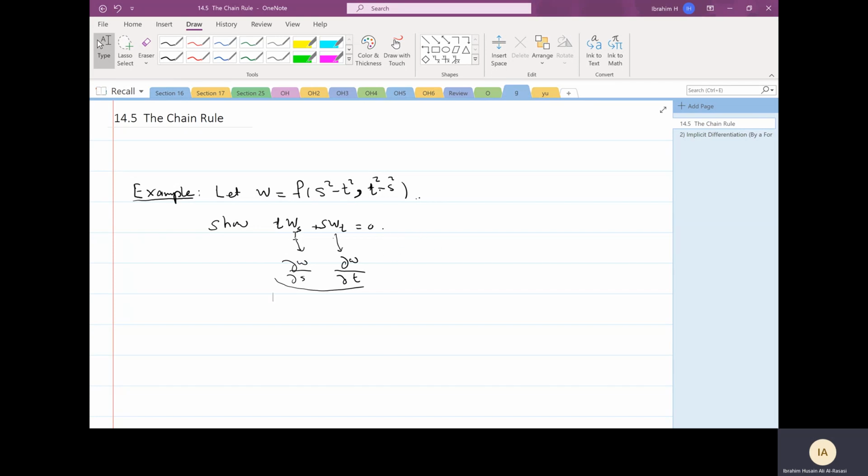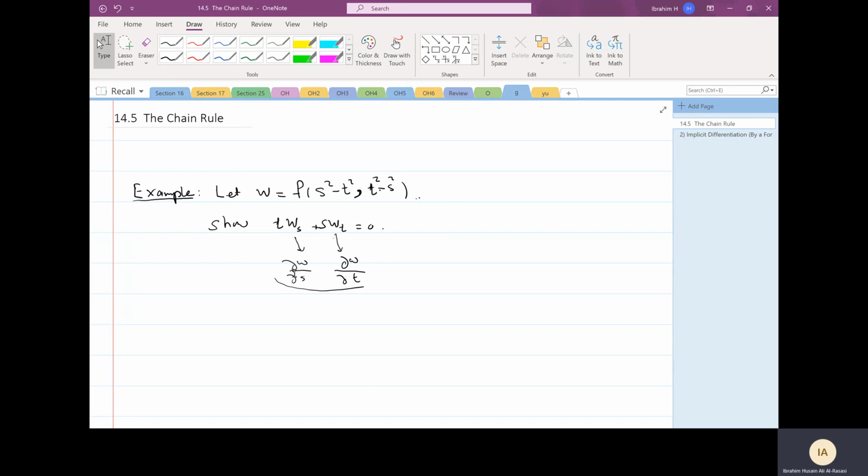To show this, I have to find W sub S and W sub T. How to find them? I have this function here: W equals f of (S squared minus T squared, T squared minus S squared). Notice here I have f of a function, comma, a function. Usually we have f of a variable and a variable. So this is a problem.